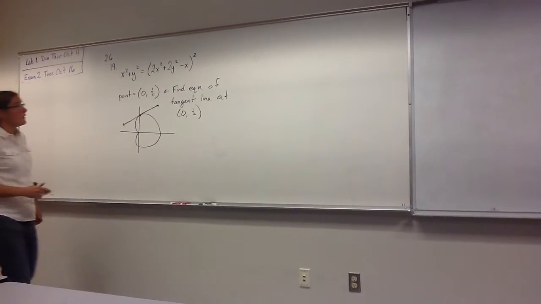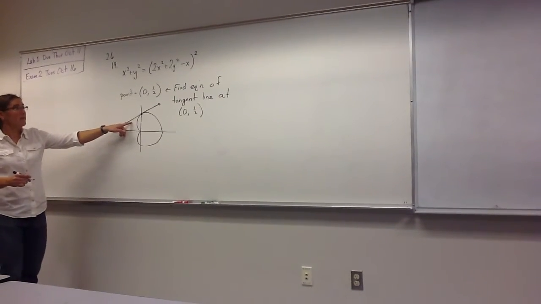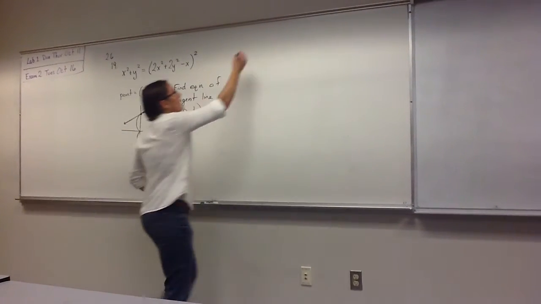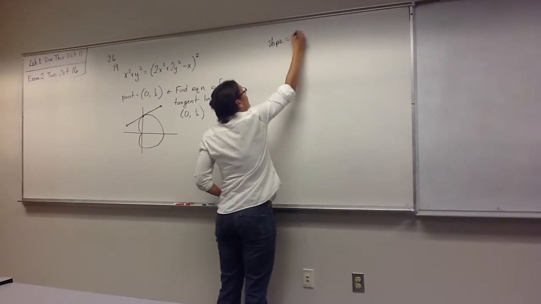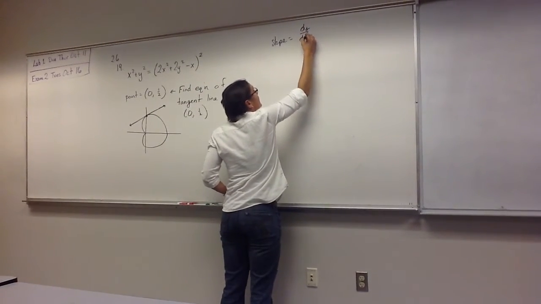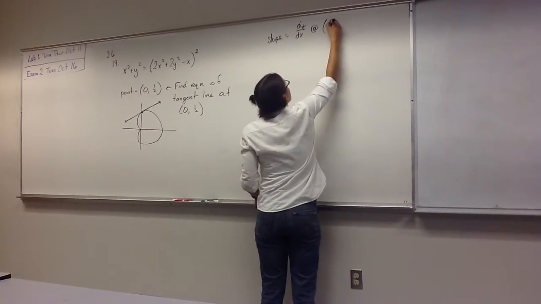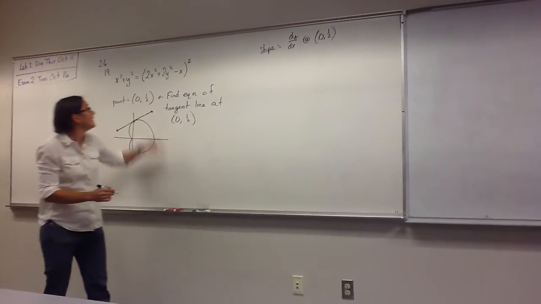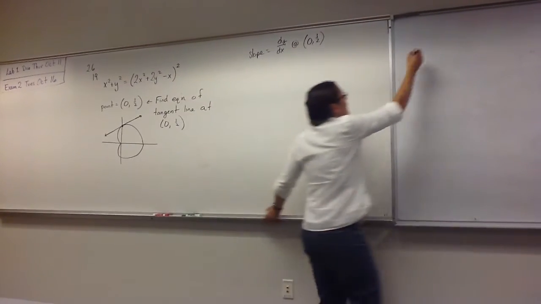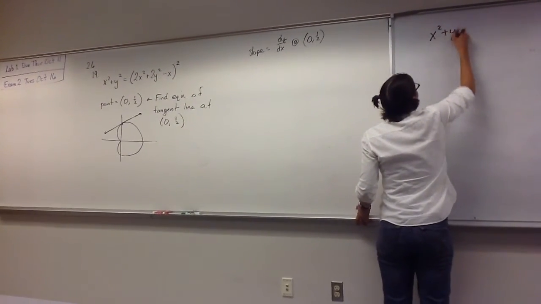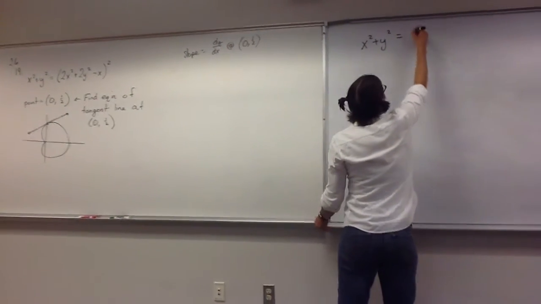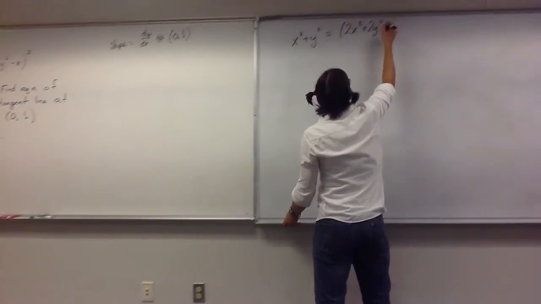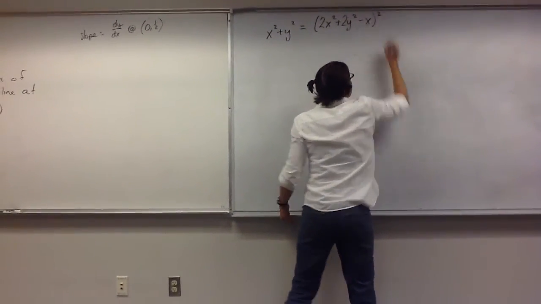Okay, so in order to do this, to come up with the equation of the tangent line, we need a point and we need a slope. Now the point is given to us, so we just need a slope. And our slope will come from calculating dy over dx at our point (0, 1/2). All right, so to get that, we're going to need to look at our equation. So we've got x squared plus y squared is equal to 2x squared plus 2y squared minus x, the whole thing squared.